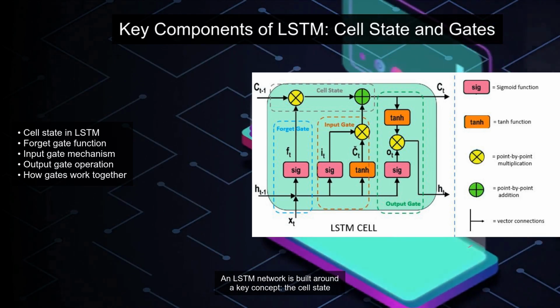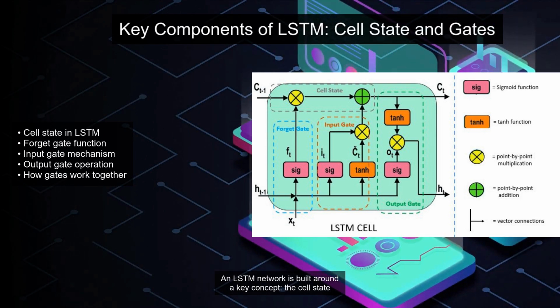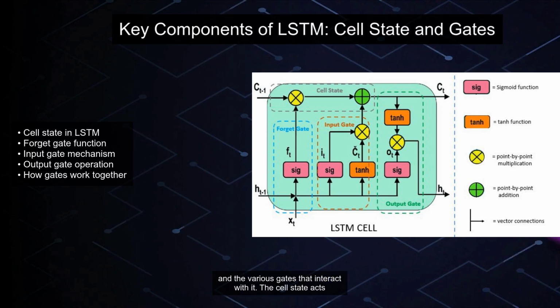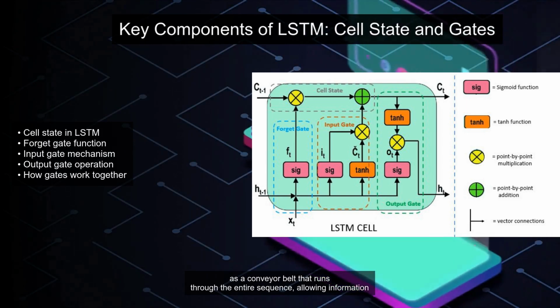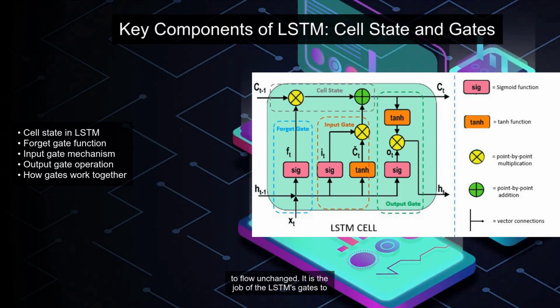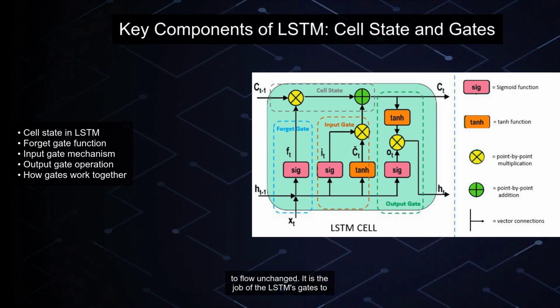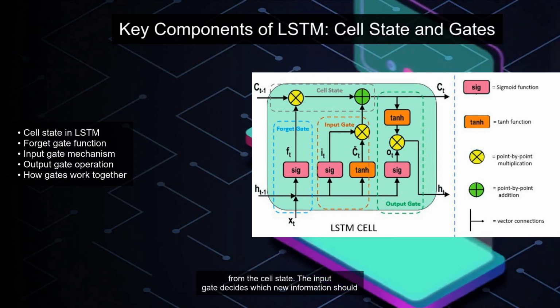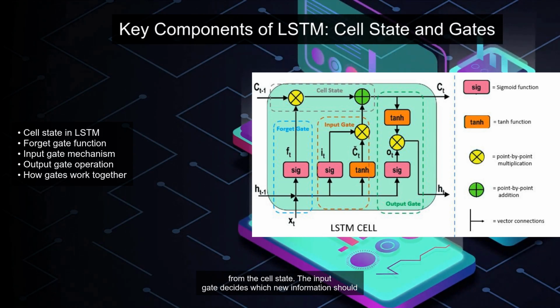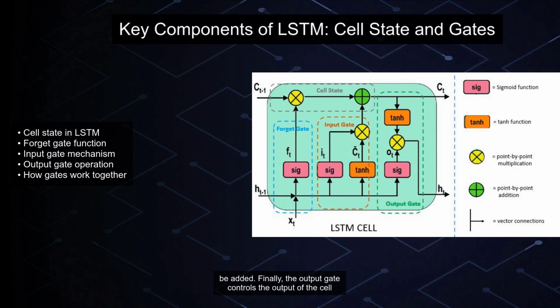An LSTM network is built around a key concept, the cell state and the various gates that interact with it. The cell state acts as a conveyor belt that runs through the entire sequence, allowing information to flow unchanged. It is the job of the LSTM's gates to regulate this flow. The forget gate determines which information should be discarded from the cell state. The input gate decides which new information should be added. Finally, the output gate controls the output of the cell state information.